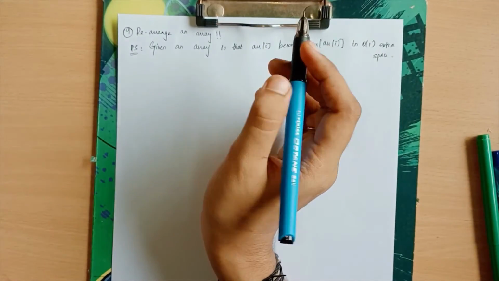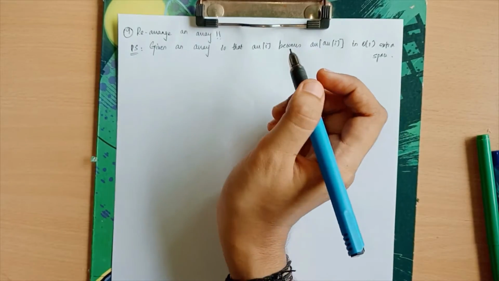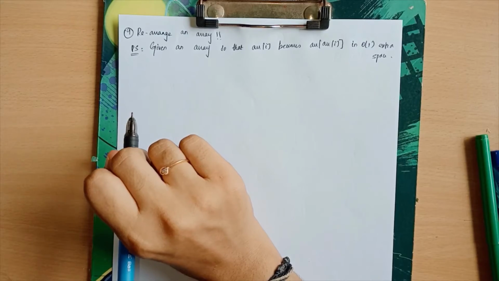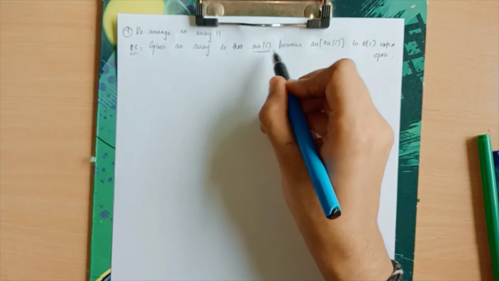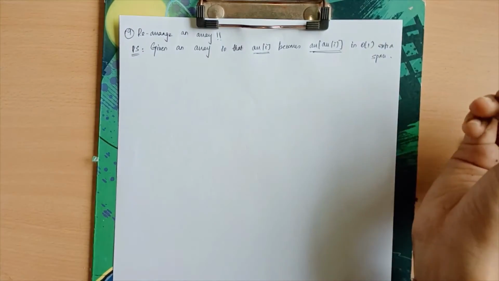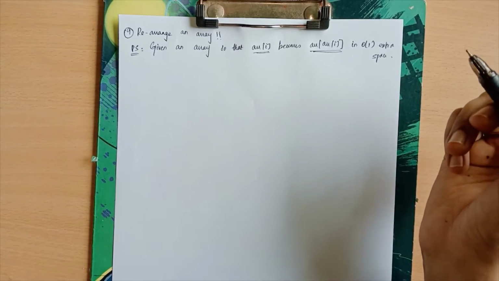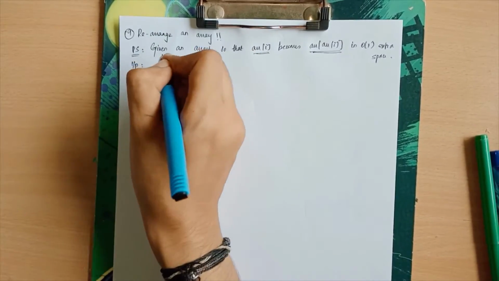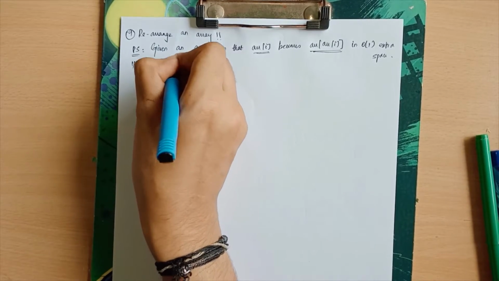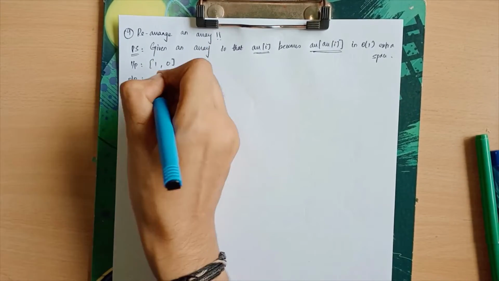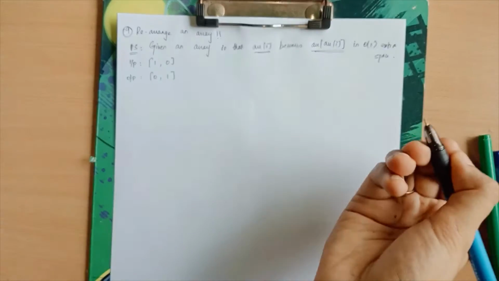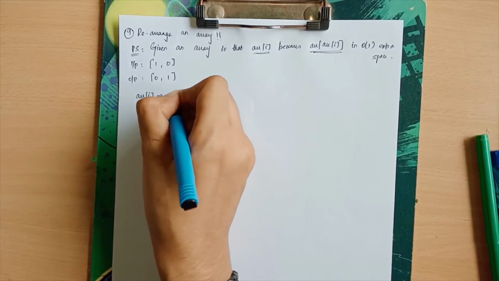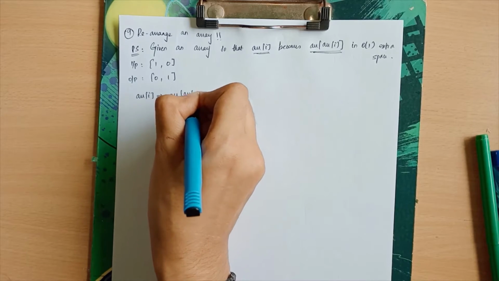an array. It's actually a very interesting problem again. The problem statement is that they are going to give an array, so that array of I becomes array of array of I, in O of 1 extra space. This is your question. Suppose the input is going to be 1 and 0, I'm going to display the output as 0, 1.